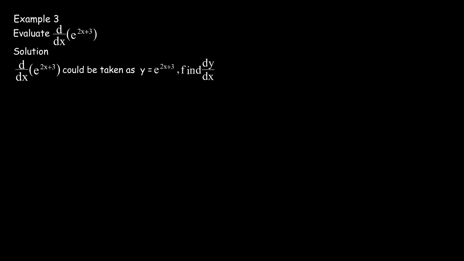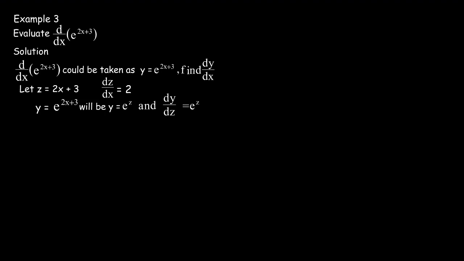Our next example states: evaluate d/ds of e raised to the power 2s plus 3. Solution: d/ds of e raised to the power 2s plus 3 could be taken as y equals e raised to the power 2s plus 3, find dy/ds, which simply put means we have to differentiate the function e raised to the power 2s plus 3. Our first step is to make our entire power equal to z. Let z equal 2s plus 3, then dz/ds will be equal to 2, and y equals e raised to the power 2s plus 3 will be y equals e raised to the power z.